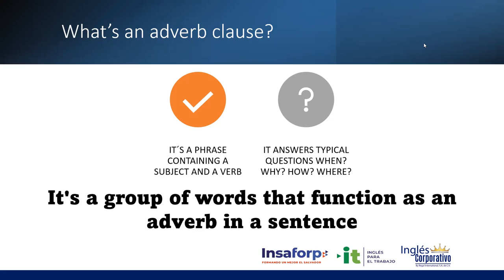And we can also make an adjective into an adverb, okay? We can transform it into an adverb too, because we are usually evaluating things in the way they happen. And it's very important for us to identify an adverb clause. Let's say that an adverb clause is a group of words that function as an adverb in a sentence. It gives us the meaning of when, why, how, or where. And it's to complete the idea with another clause, okay?